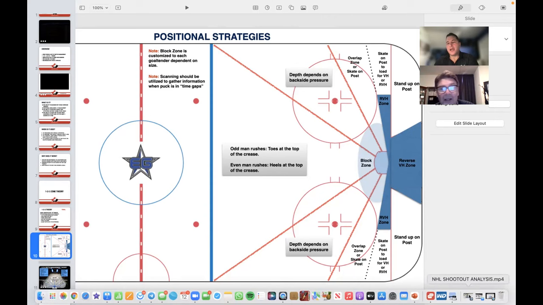If you got that odd man rush and you're timing your backward retreat, if it's an odd and you're arriving where your toes are on the top of the crease, I'm like, great. I'm not going to tell you any different, but I wanted to get your thoughts on that. I agree 1000%. And I know my place.